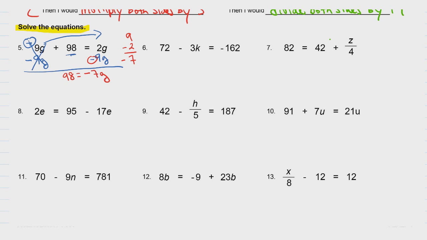Then you need to ask yourself, what are you going to move next? Well, you're not going to move the 98 because he's all by himself already. You're not going to move the g because the g would just be next to the 98. So of course you're going to move the negative 7. And again, this means multiplication. Negative 7 next to g equals negative 7 times g. And if you move it to the opposite side, you have to do the opposite operation, which would be division. So you're going to divide both sides by negative 7.